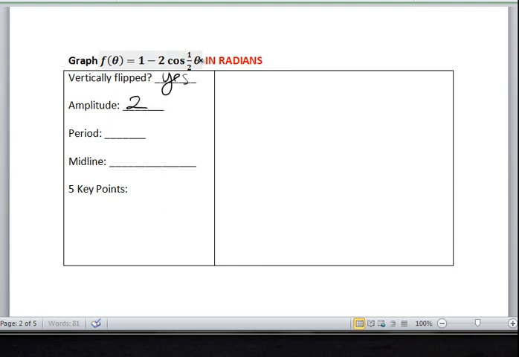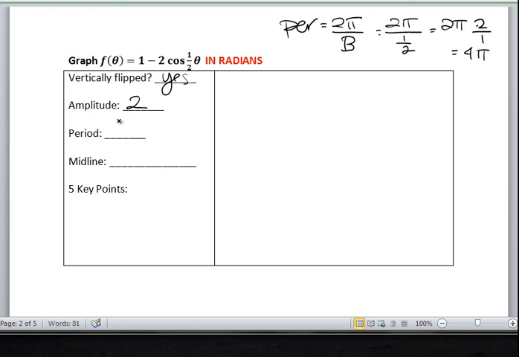Now the period, right? Period is equal to 2 pi over b. In this case, b is 1/2, so we have 2 pi divided by 1/2, which is the same thing as 2 pi times 2 over 1, which is 4 pi. So our period is 4 pi. And our midline is y equals 1. So let's graph this first and then come up with the 5 key points. I usually like to do that first.